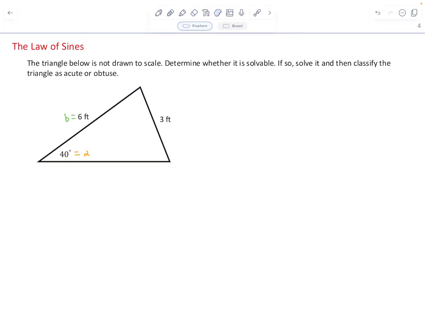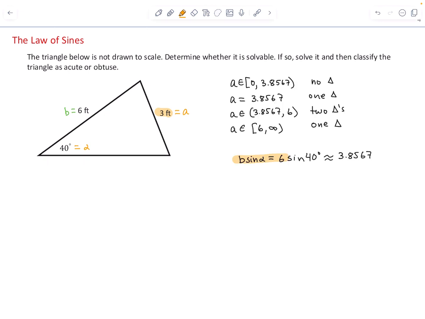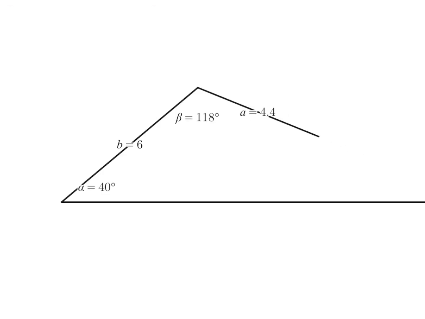Same instructions. In fact, notice that we have the same value for b and alpha. So the question will be whether this new value for a is long enough to make a triangle, what kind of triangle, and how many triangles might be possible. But because we have the same b and alpha, we can bring in the same analysis we did on the last problem. So we still compute b times sine alpha and get 3.8567. This is the min length that a can be in order to make a triangle. So a is too short, and we say that this triangle is not solvable. So if a shrinks to a length of 3, then no value of beta will allow us to reach the horizontal segment. 3 is too short.